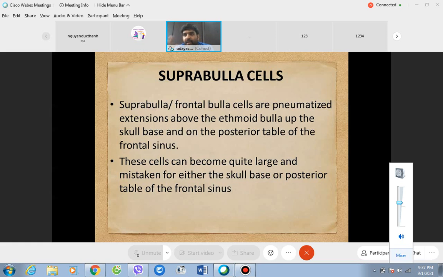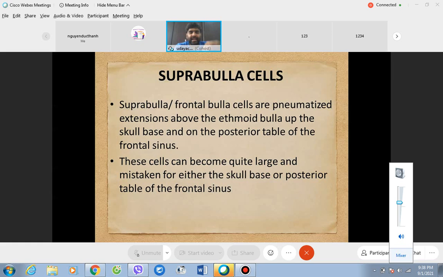Remember, the frontal sinus drains into the nasal cavity via the frontal recess. The frontal sinus, as such, is not clinically significant. The most important significance is of the frontal recess, because this is what we should worry about. And the frontal sinus has a posterior table and an anterior table. When the bulla, which is posterior to the frontal sinus, pneumatizes towards the posterior table, that forms the suprabullar cells.